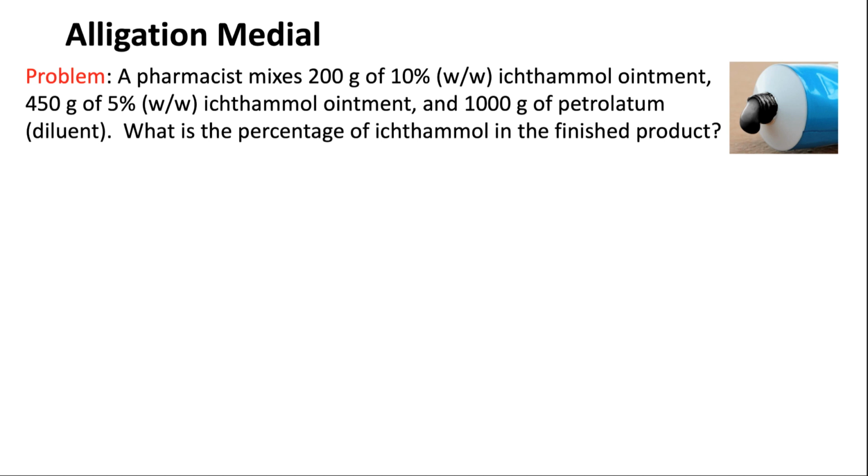So the problem reads, a pharmacist mixes 200 grams of a 10% weight per weight ichthammol ointment and 450 grams of a 5% weight per weight ichthammol ointment and 1,000 grams of petrolatum, which is used here as a diluent. And the question asks, what is the percentage of ichthammol in the finished product?